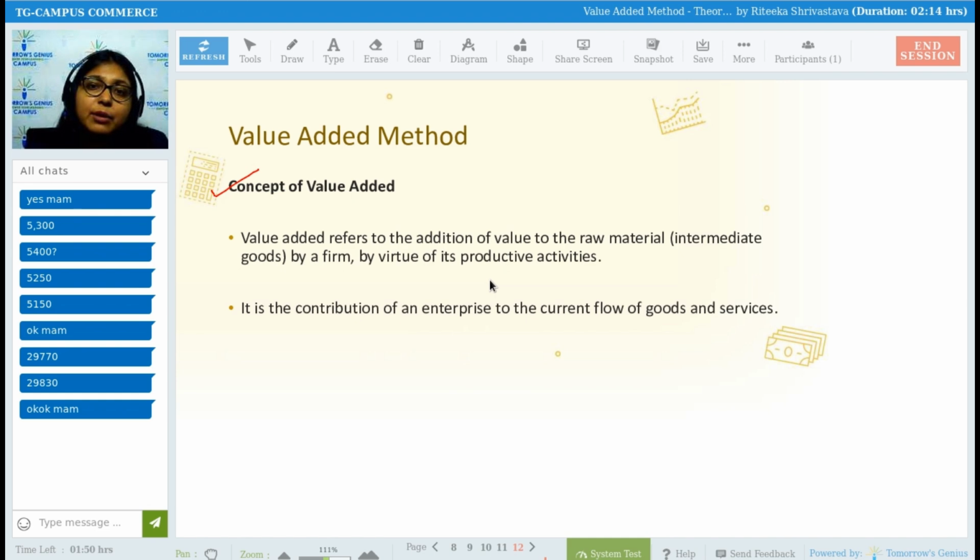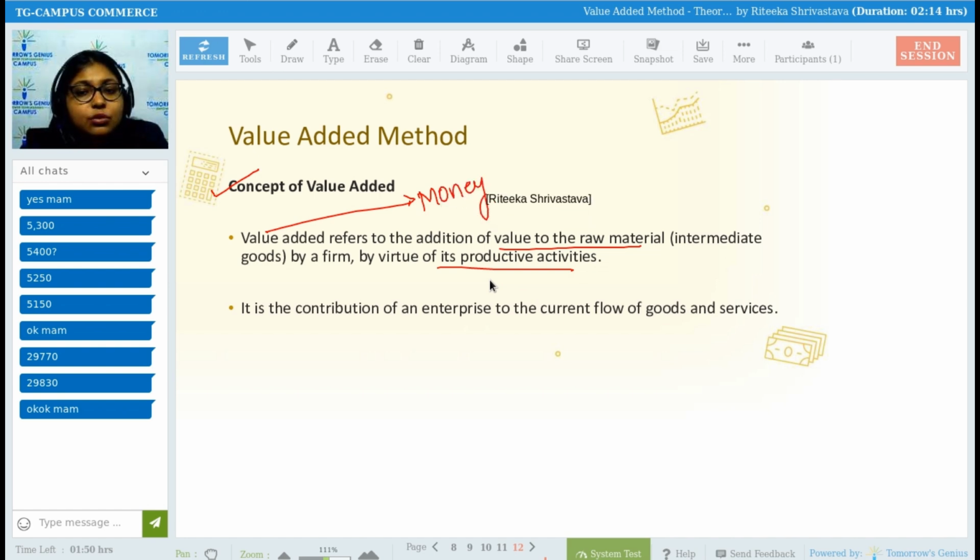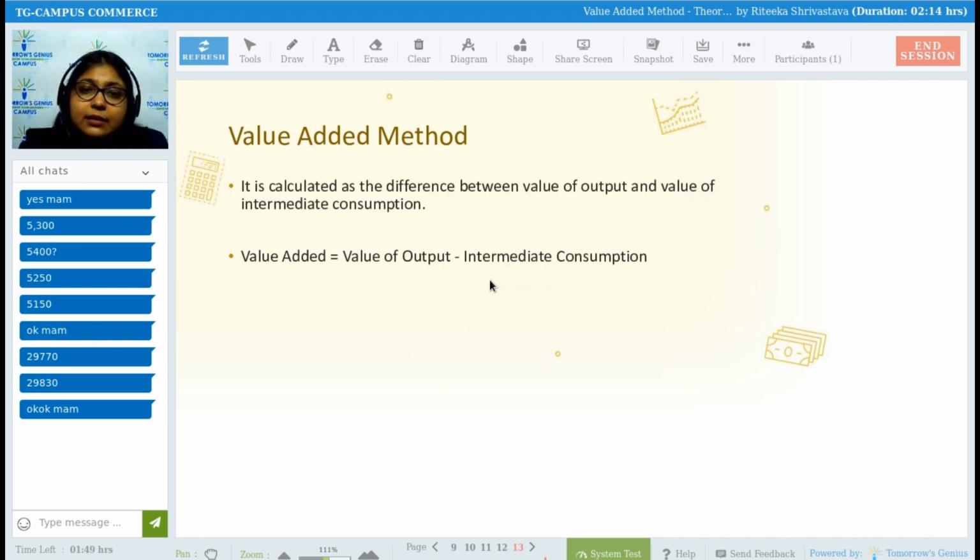Concept of value added. Now, what exactly does value added mean? Value added refers to the addition of value to the raw materials by a firm by virtue of its productive activities. Value means money. So the money value added by each raw material or intermediate producing organization, when you total that value, is the value added method. It is the contribution of the enterprises to the flow of goods and services, and, very important, it is calculated as the difference between the value of output and the value of intermediate consumption.